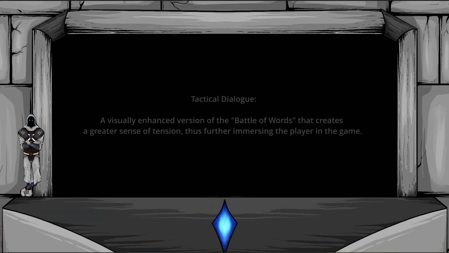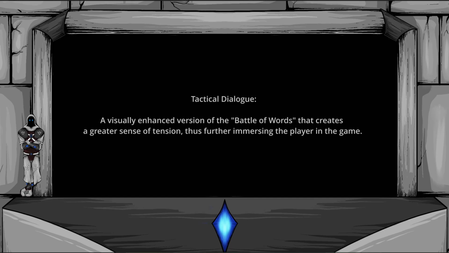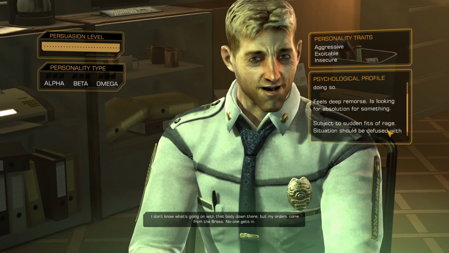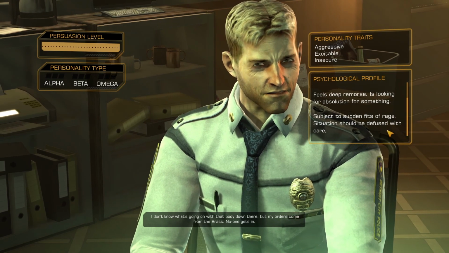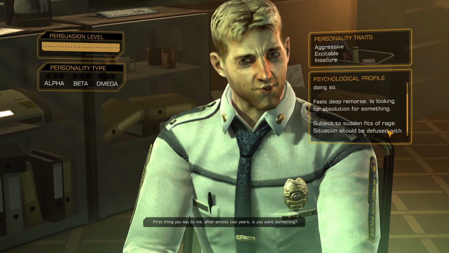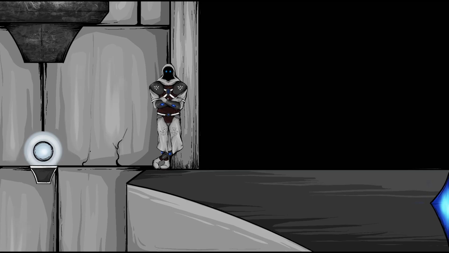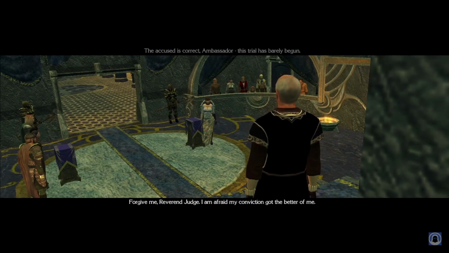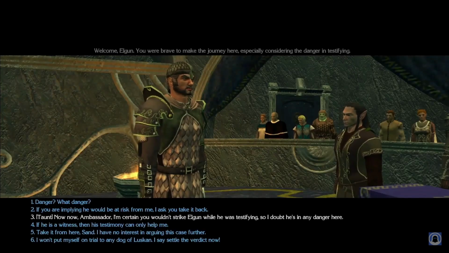Let's define it. Tactical dialogue is an upgraded Battle of Words where the player feels greater tension and immersion. This is due to the implementation of various visual cues not usually seen in an ordinary Battle of Words. I'll make this as simple as possible with an example. If we take the trial segment of Neverwinter Nights 2 as a classic example of a Battle of Words, we see the presence of various interesting dialogue options.